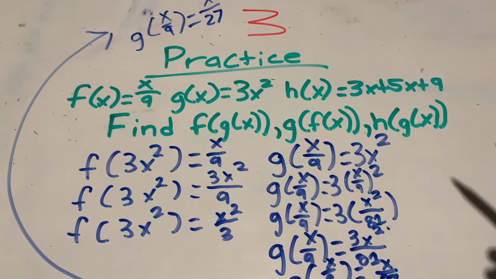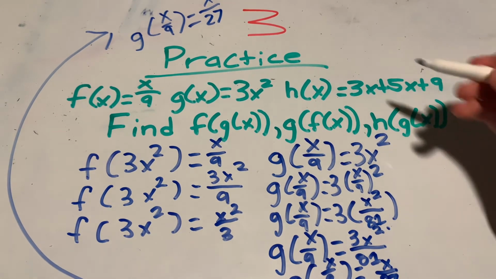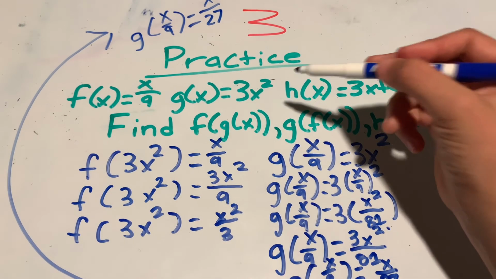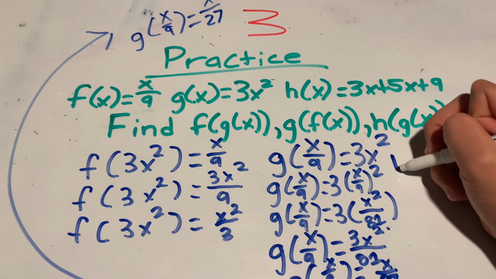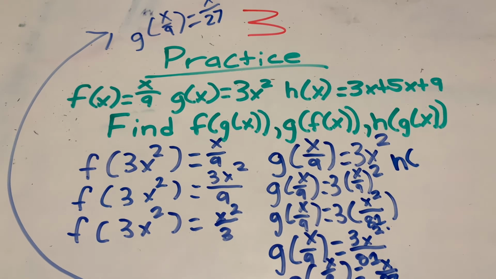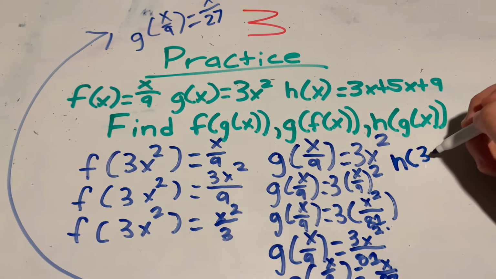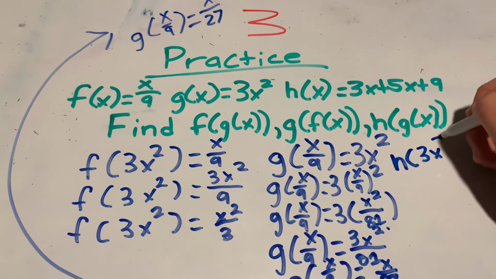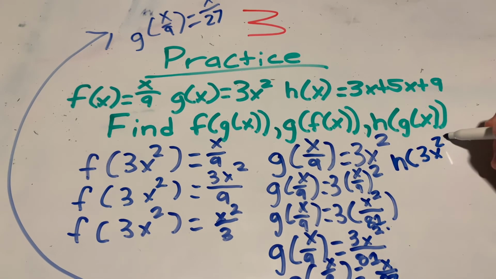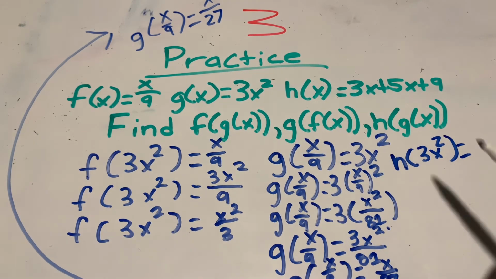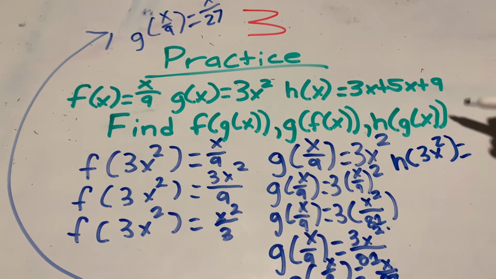Okay, and lastly, let's just do h of g of x. So, g of x equals 3x squared. So it's going to be h, parenthesis, 3x squared equals, if it's g of x and h of x is getting plugged in, 3x plus 5x plus 9. Let me scoot that over a little.